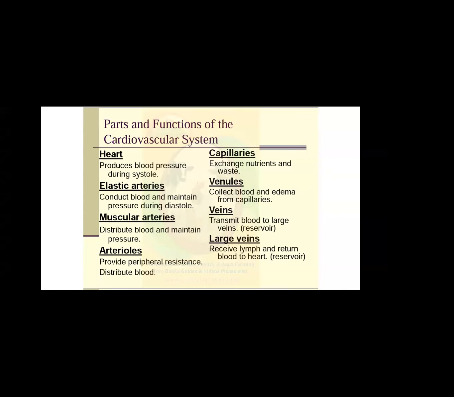Because they are so small, they're able to intermingle with the cells at a micromolecular level as well. From there, the capillaries will rejoin together and form what we call venules. These are the smallest type of veins. They collect blood and edema from the capillaries. From there, the venules grow together and connect to form what we call veins.